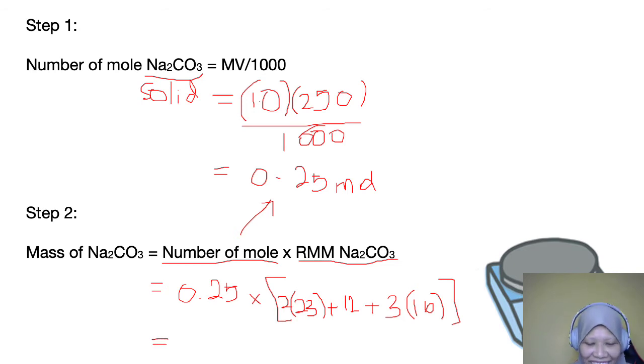Okay. Alright, so berapakah mass of sodium carbonate yang kita dapat? Okay, tekan kalkulator, tekan. So kita akan dapat 26.5. Okay, apa unitnya? Kalau mass mesti gram. Itu jawapan dia. Jangan lupa gram. Okay, unit of mass is gram. So ini adalah mass.